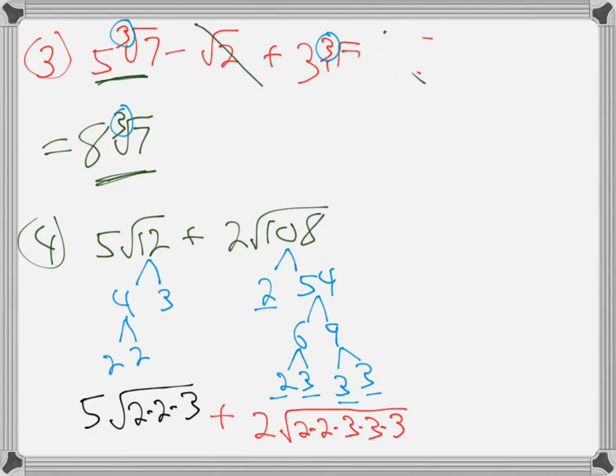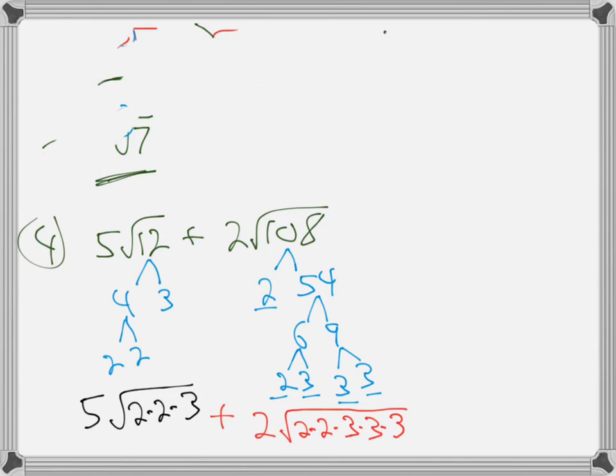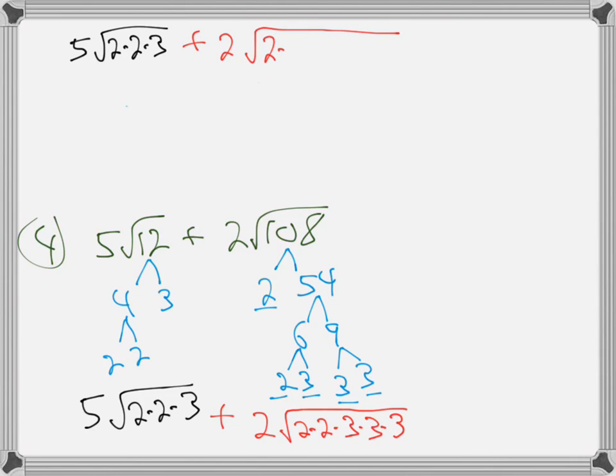So far, so good. I'm going to bring it up here where we have a little more room. So we have 5 square root of 2 times 2 times 3, and 2 square root of 2 2s and 3 3s. Okay, so what happens from here?